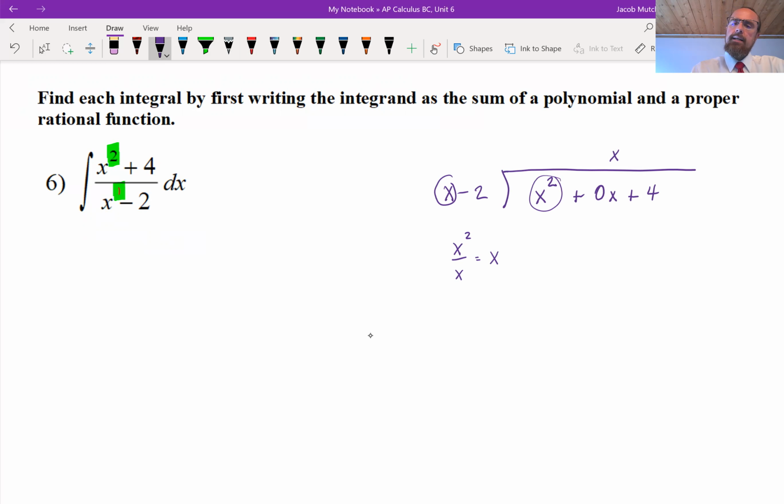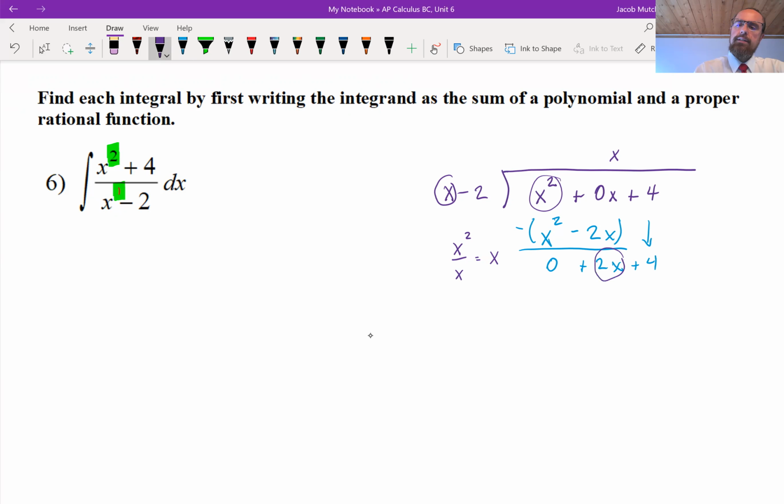Now I'll multiply back. X times x minus 2 is going to be x squared minus 2x, and then I'm going to subtract. That's going to give me 0 from my first terms, and then 0x minus negative 2x is plus 2x, carry down the 4. And we're ready to divide a second time.